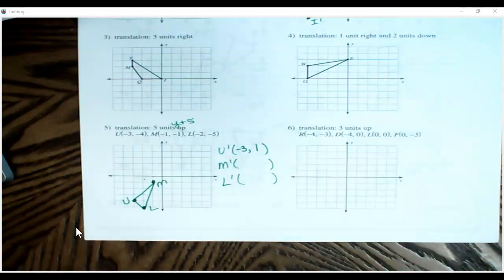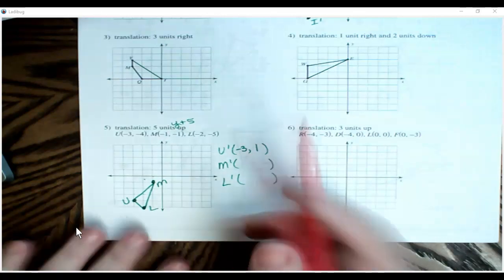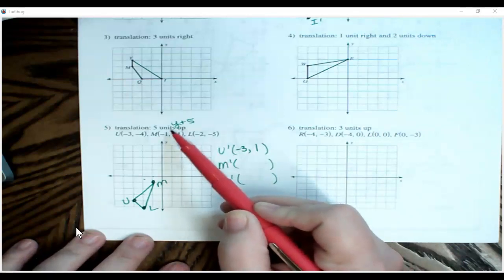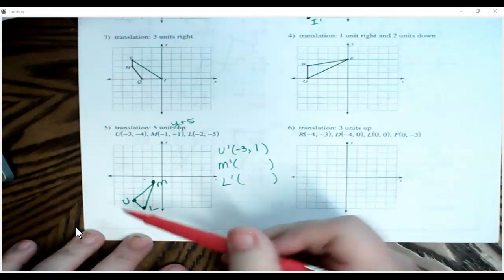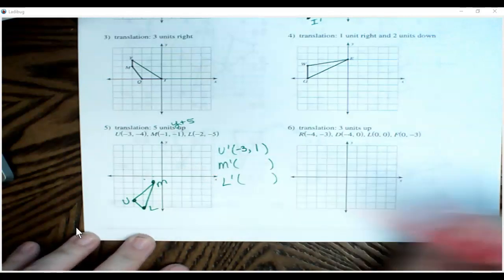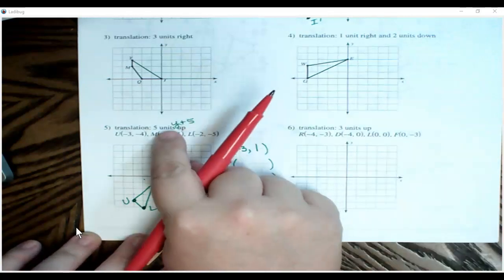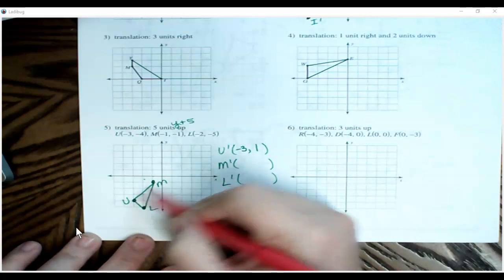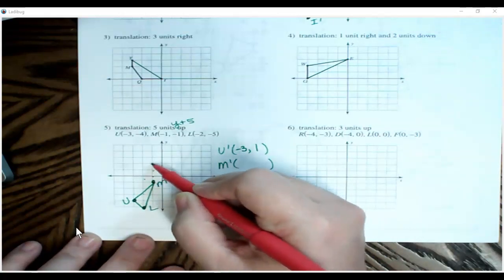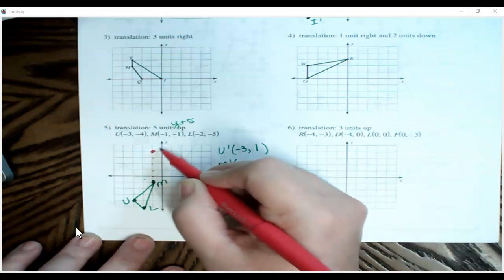There is the original. Now, once we have the original graphed, we can use the description, our directions, that we can count. We can physically count each ordered pair and translate it. I'm going to use red so you can see it's the new figure. So we only want to go 5 units up. Well, if we start with M, 5 units up. 1, 2, 3, 4, 5. There's M prime.